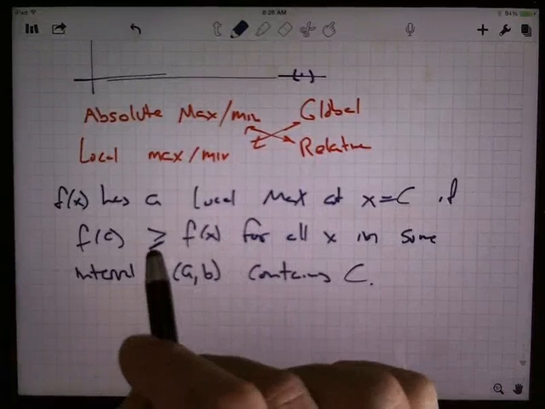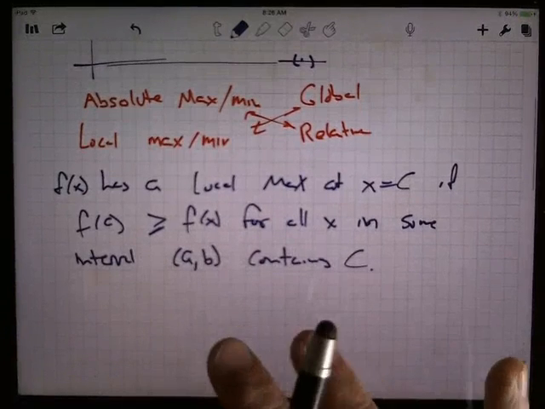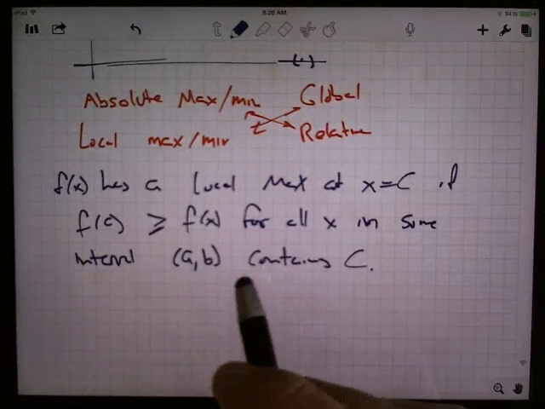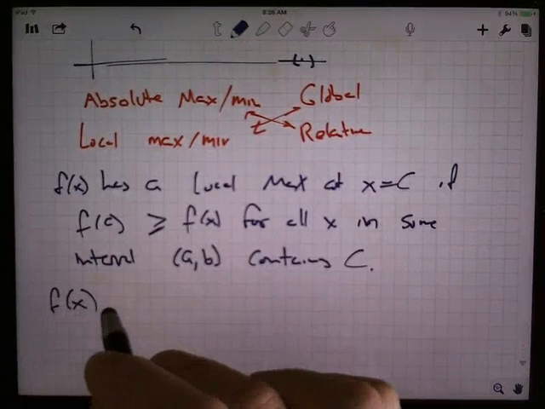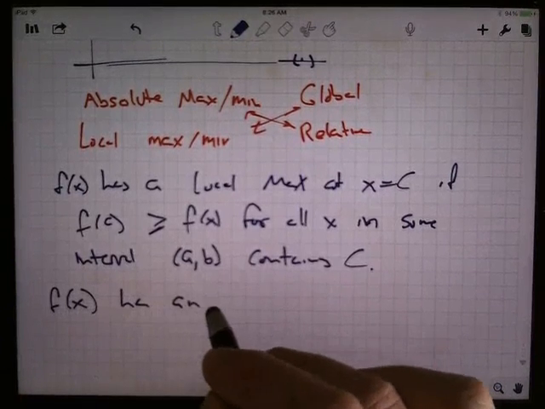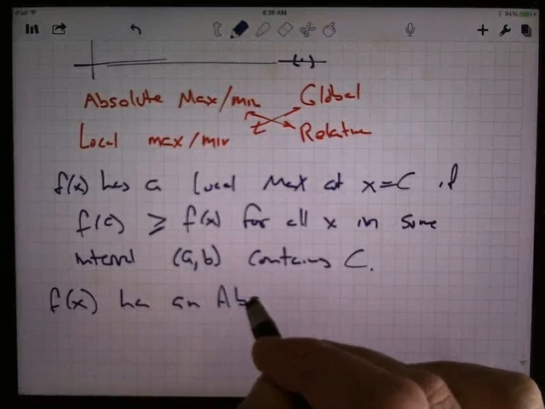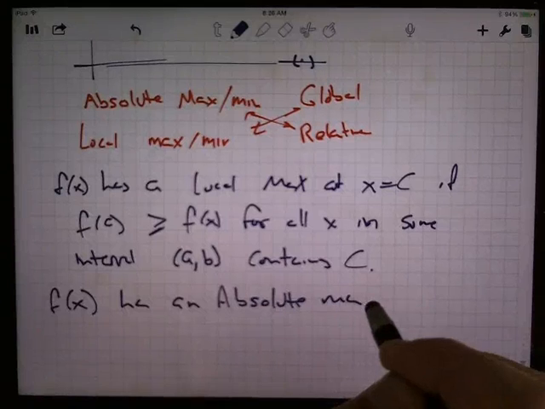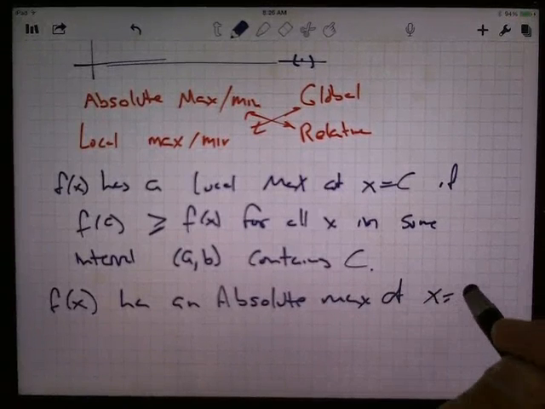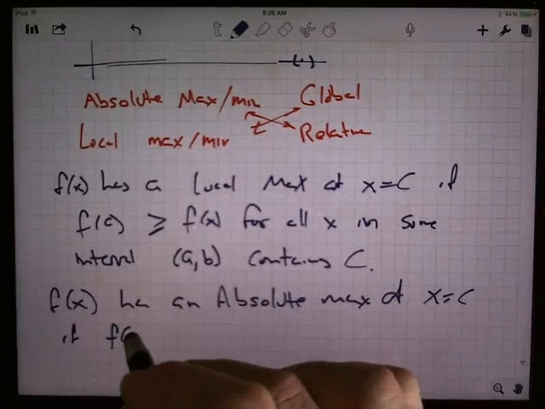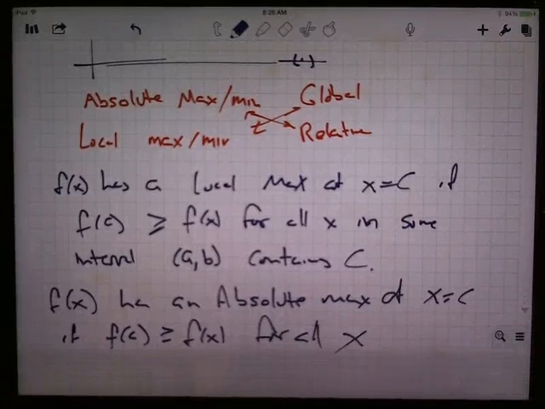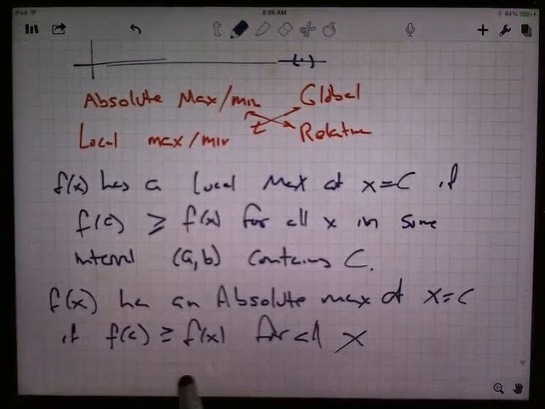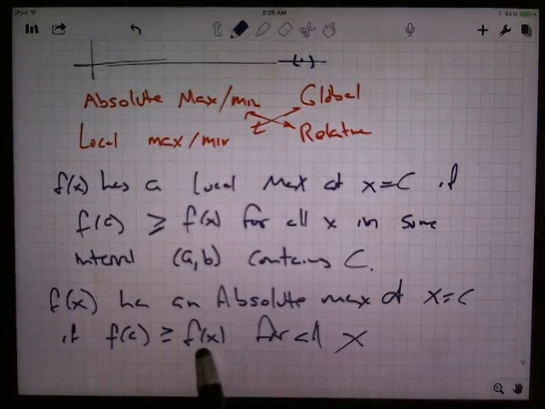To be a local min, just turn that inequality around. To be an absolute max or an absolute min, well, let's write it down. f of x has an absolute max at x equals c if f of c is greater than or equal to f of x for all x. For every possible x that you can plug into this function, if f of c is greater than or equal to all those other ones, then you have the absolute max at c.